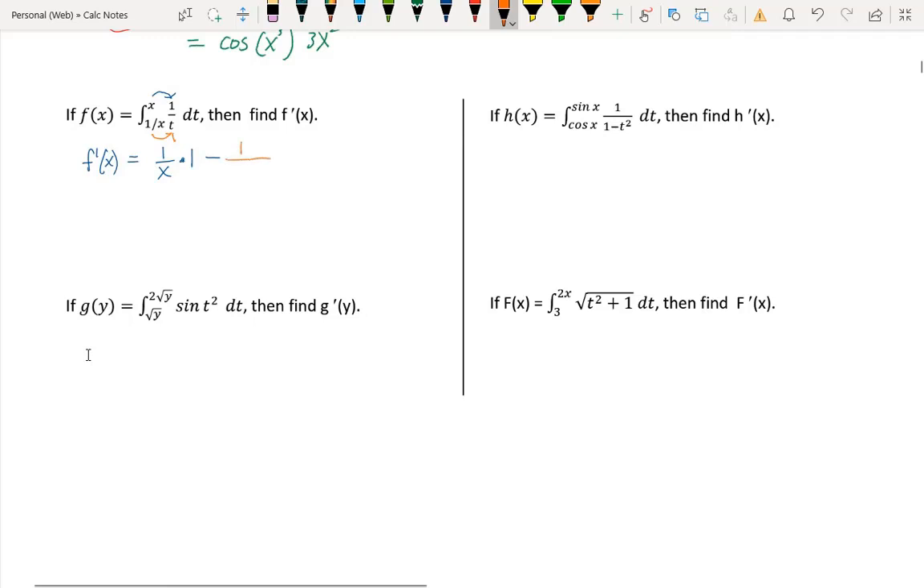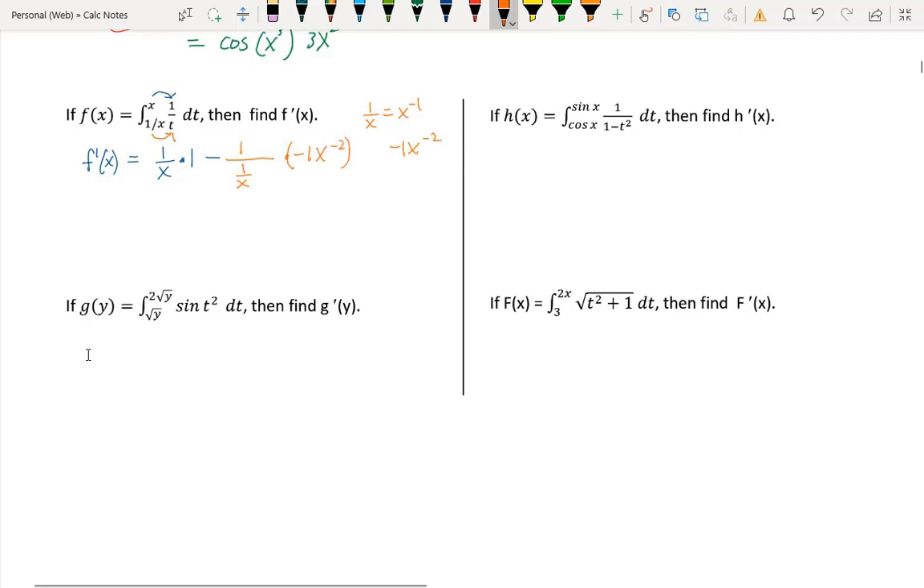So I have 1 over x times the derivative of 1 over x. Now, what's the derivative of 1 over x? In order to do that, you have to know that 1 over x is equal to x to the negative 1. And so if I take the derivative of x to the negative 1, I would get negative 1 x to the negative 2. So that's the derivative that I need to multiply by, times negative 1 x to the negative 2.